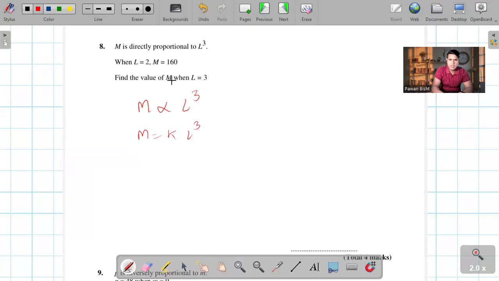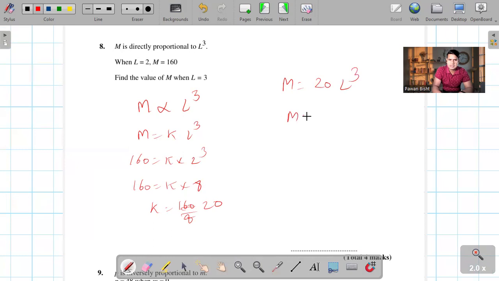When L is 2, M is 160. So 160 is equal to k times 8. So k is 160 over 8, that is 20. Put it in the relationship: M is equal to 20 L cube.